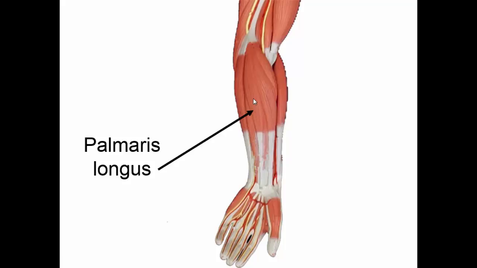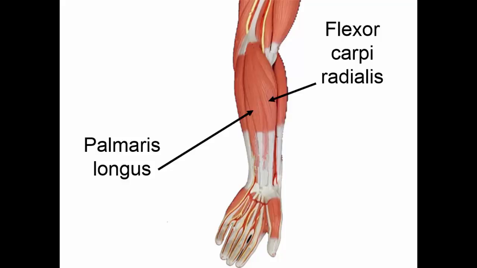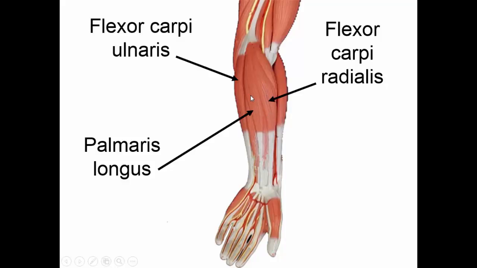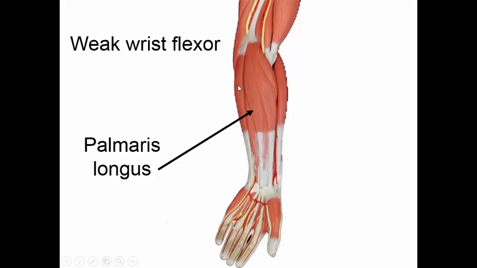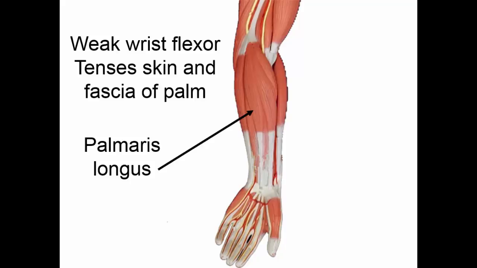You'll remember that the radius is the bone on the thumb side of the hand. If we go one muscle over, we have the flexor carpi radialis. And if we go one muscle toward the little finger side, we have the flexor carpi ulnaris. The palmaris longus is a very weak wrist flexor. It tenses the skin and the fascia of the palm.